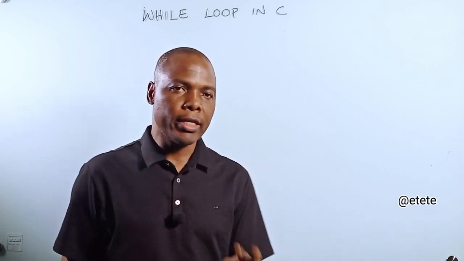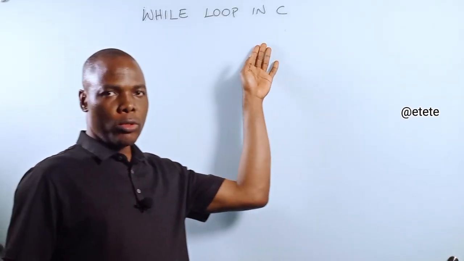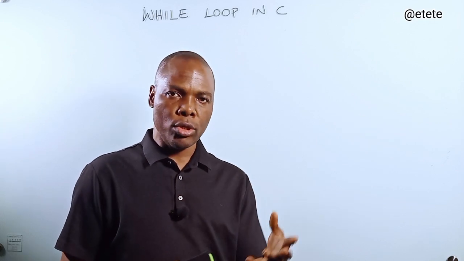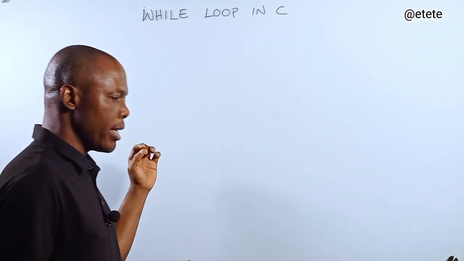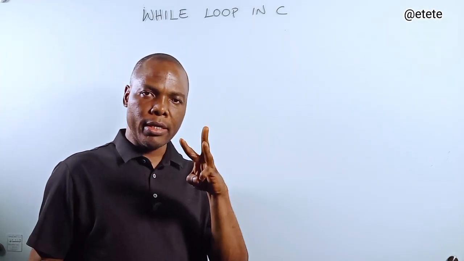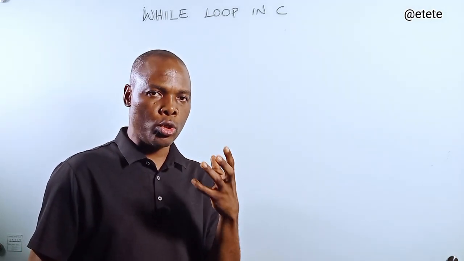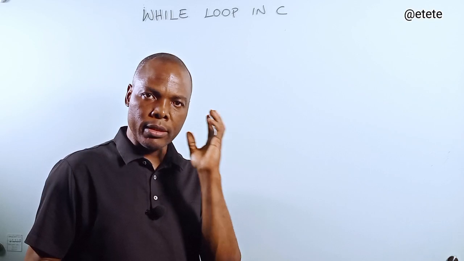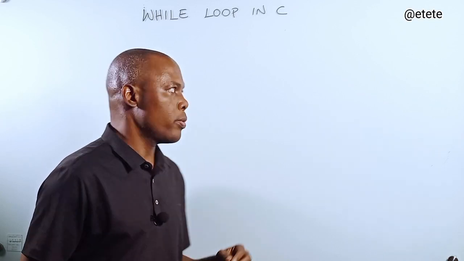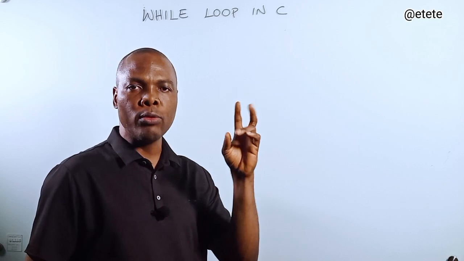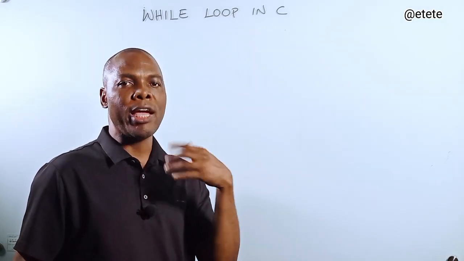Yeah, welcome to today's class. Today we want to look at the while loop. Now, in the last class, we did an introduction to loops, right? And I told you that there are three major keywords in C that are used to control or govern the loop cycle: the for loop, the while loop, and the do while loop. And then we have nested loops.